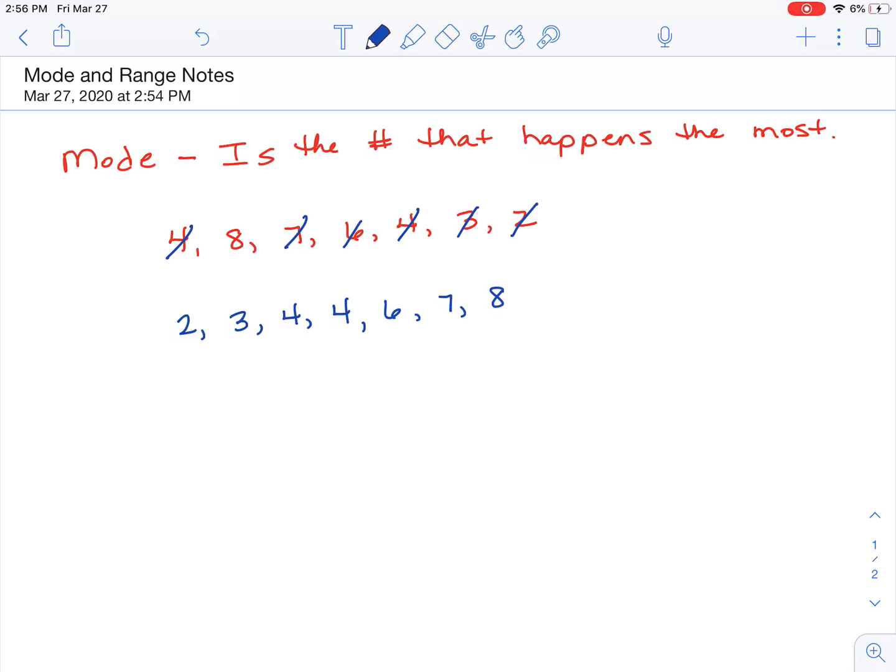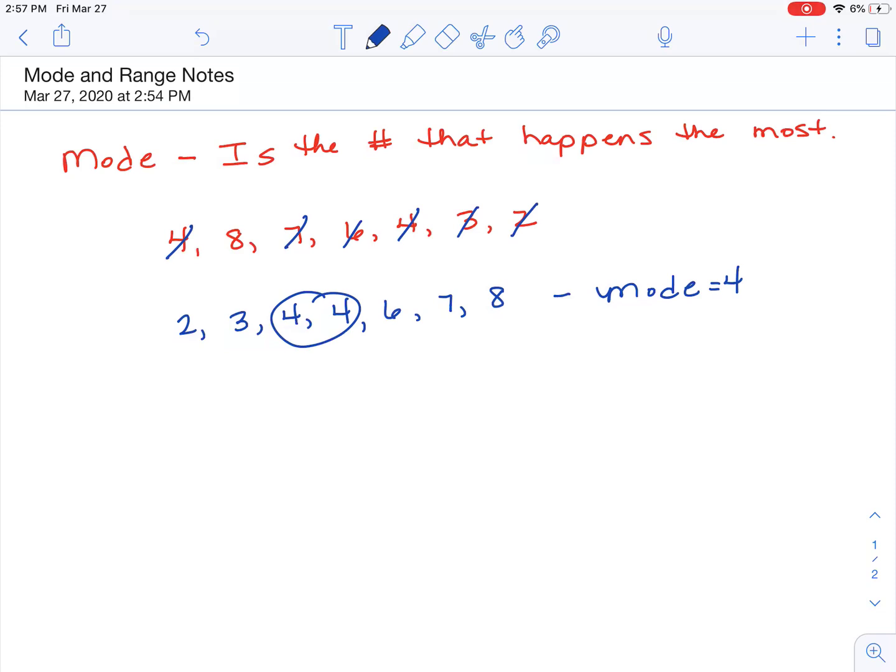All right, so now that you have these numbers in order, it's really easy to see what is the number that happens the most. The number that happens the most is 4. There's 2 4s, but there's only 1 2, there's only 1 3, there's only 1 6, there's only 1 7, and there's only 1 8. So your mode of this data would be 4. The number that happens the most.